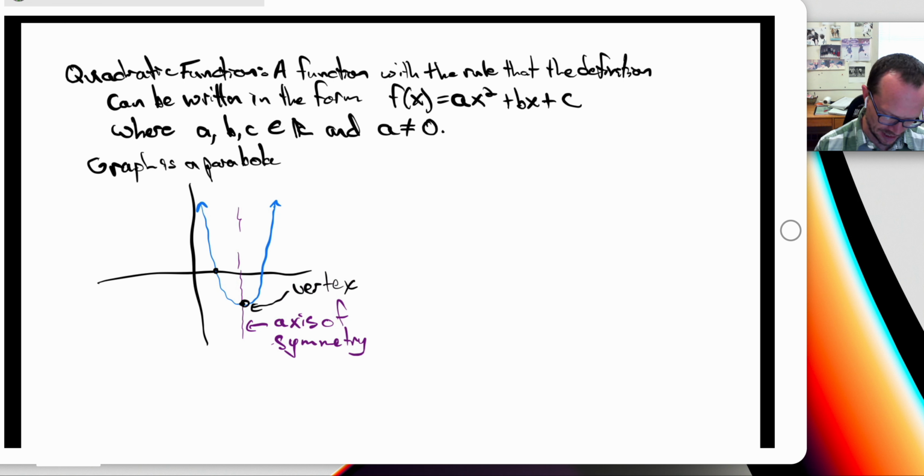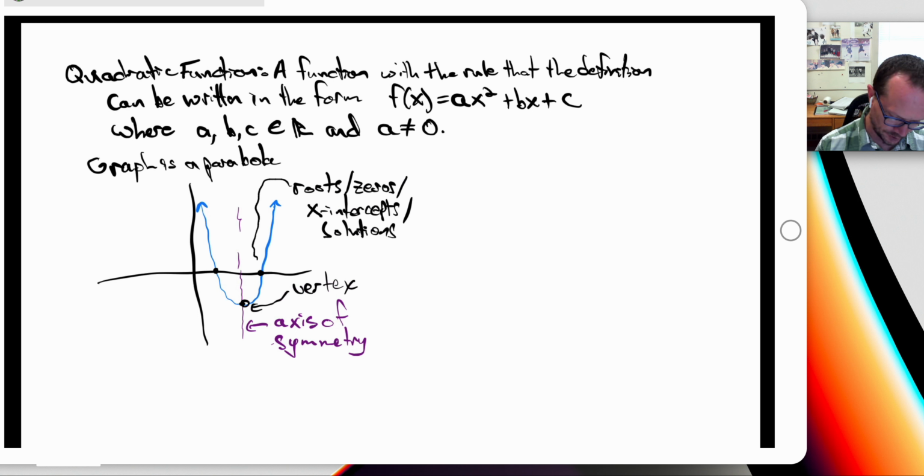It may or may not have roots, zeros, right? These are a list of words that are all essentially synonyms: x-intercepts, and what we'll see in the next slide, solutions to a quadratic equation or the related function. So those are the x-intercepts, also called roots or zeros or solutions. It also might have a y-intercept. The y-intercept would be the value of c.